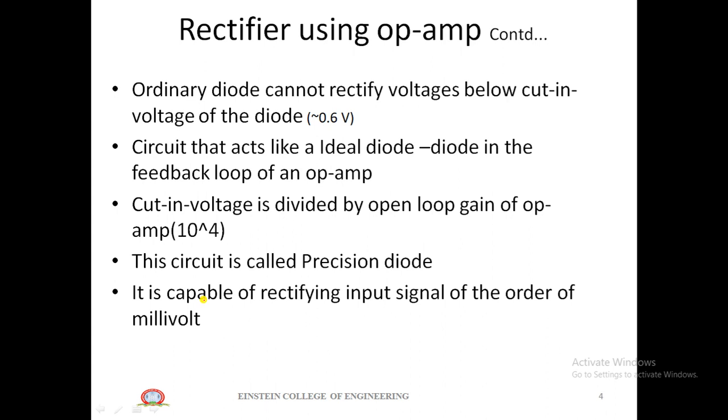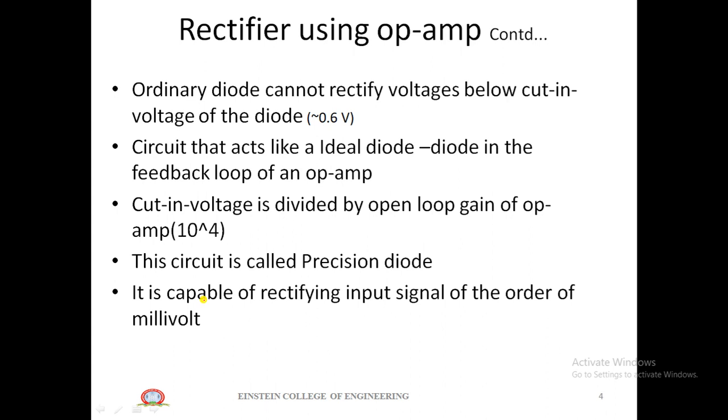In that, we are going to place a diode in the feedback loop of the operational amplifier. What happens if you are having a diode in the operational amplifier? Then the cut-in voltage of the diode is divided by the open loop gain of the operational amplifier. So the cut-in voltage will get reduced or can be eliminated. This circuit has the capability of rectifying the input signal in the order of millivolts. This circuit is called a precision diode.